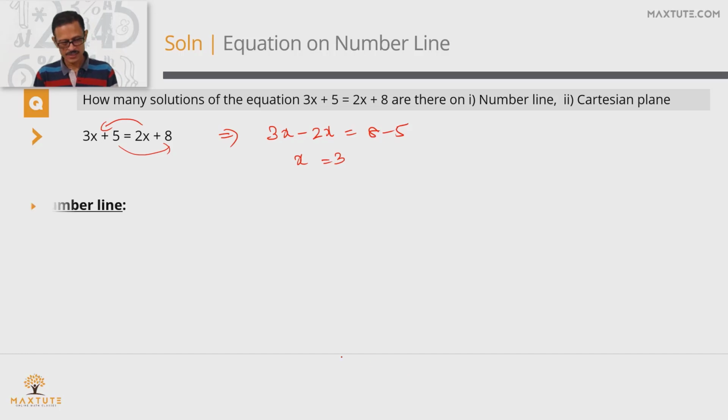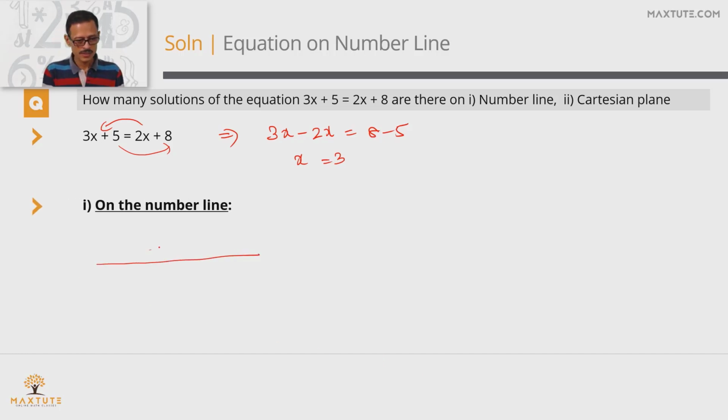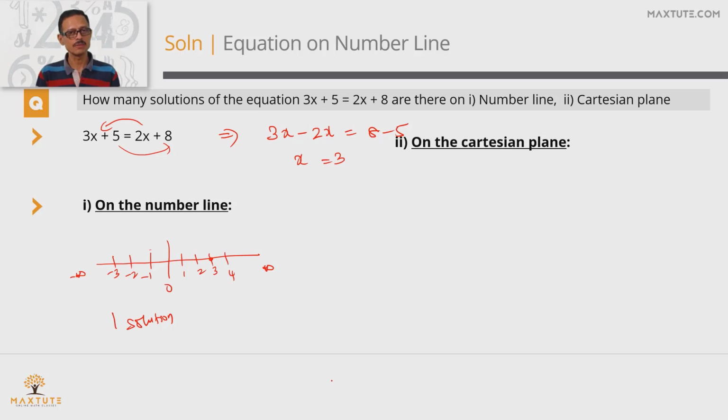What does this x equals 3 represent on the number line? Here's a number line for us. This is 0, negative direction: minus 1, minus 2, minus 3, all the way down to minus infinity. Positive direction: 1, 2, 3, 4, all the way up to plus infinity. x equals 3 is a point on the number line. So how many solutions does it have on the number line? It represents one single point. So it's got only one solution on the number line. So the first part of the question, how many solutions does this equation have on the number line? The answer is 1.